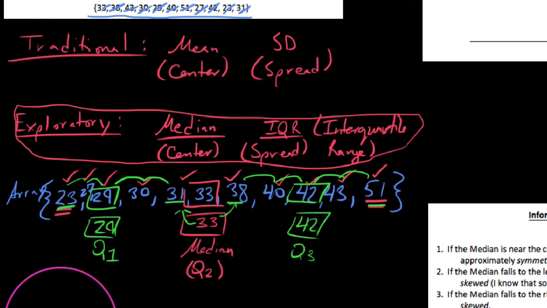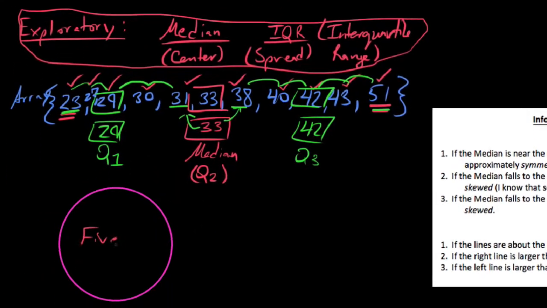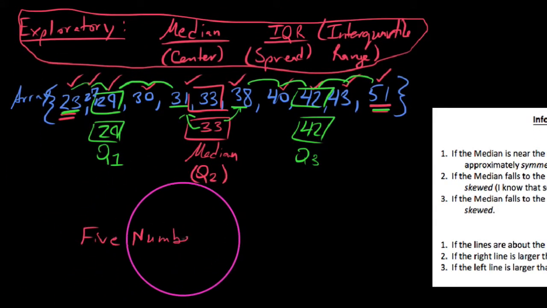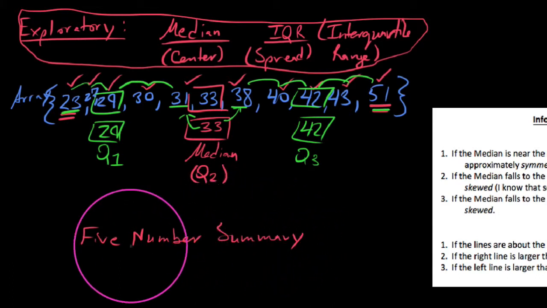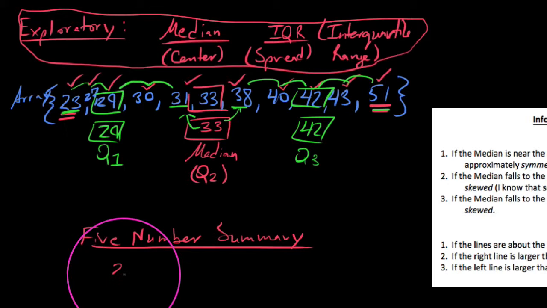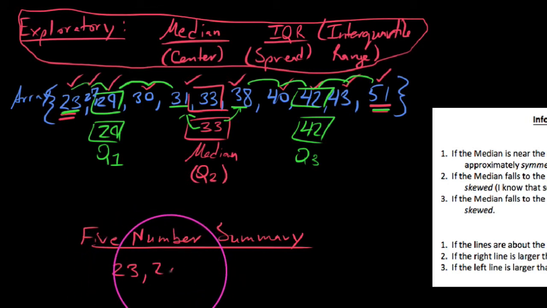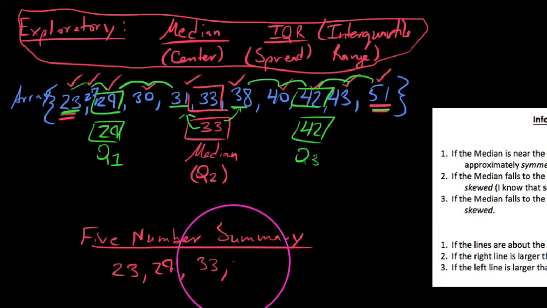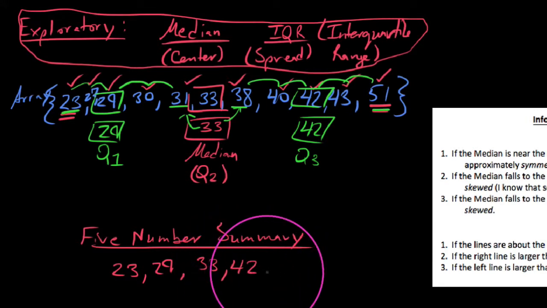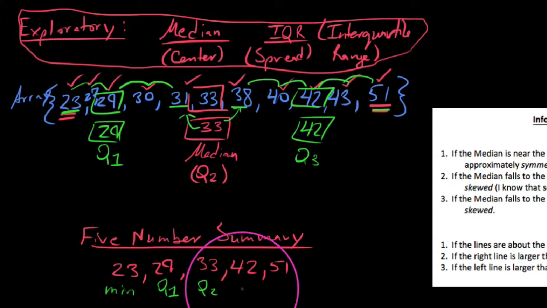So our 5-number summary, if we want to list this out, for this data set consists of these numbers. We can just list them. We say 23 is our minimum, 29 is our Q1, 33 is our median, 42 is our Q3, and 51 is our max. So again, to label these, we say min, Q1, Q2, Q3, and max.